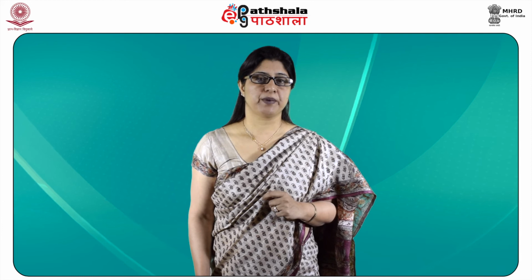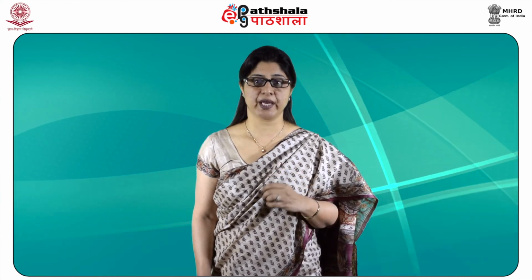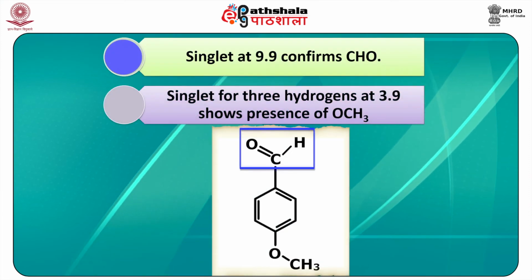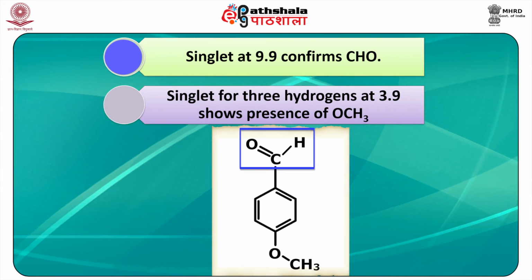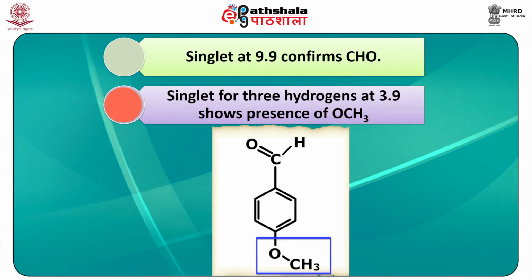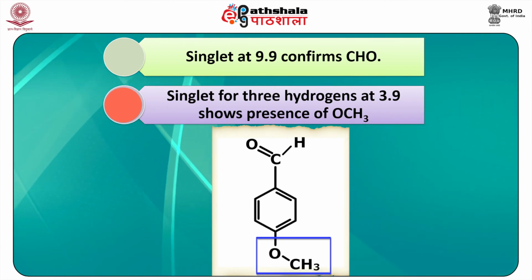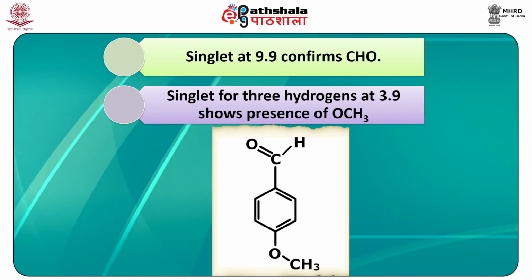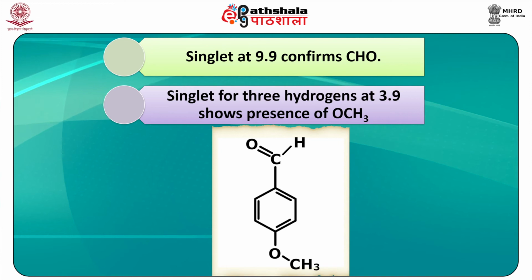Double bond equivalence for the compound is found to be 5. IR of 1685 cm inverse means a carbonyl group is present in conjugation. In proton NMR, 2 doublets of 2 hydrogens each with a coupling constant J equal to 8 Hz means a para-substituted phenyl ring is present. A singlet at 9.9 ppm confirms the presence of an aldehydic group. Singlet for 3 hydrogens at 3.9 shows the presence of OCH3. Hence, the structure is found to be as follows.